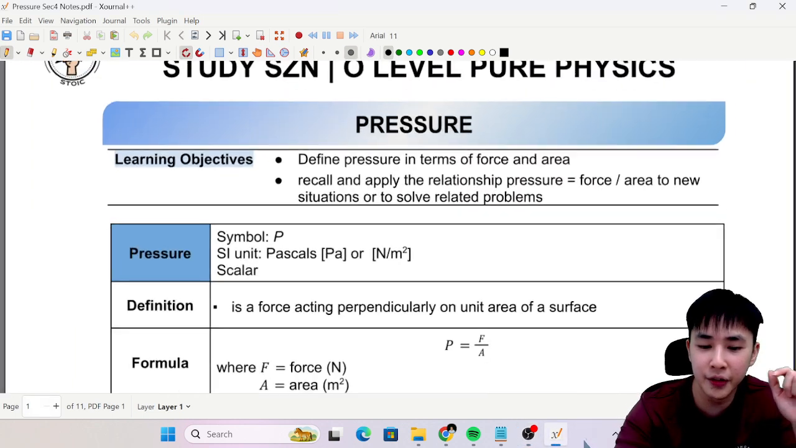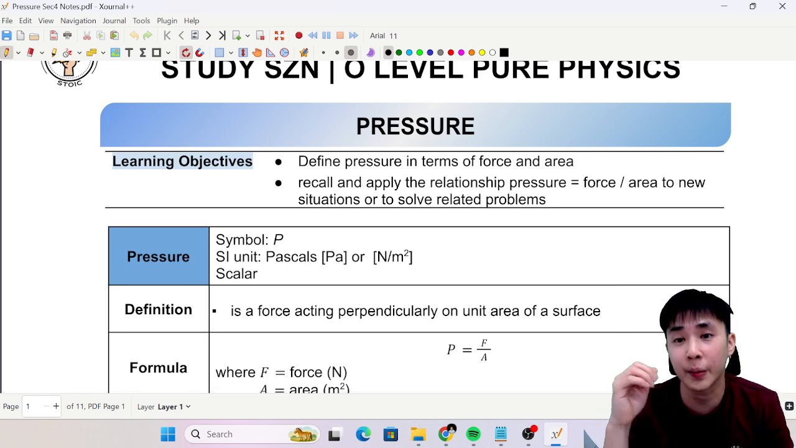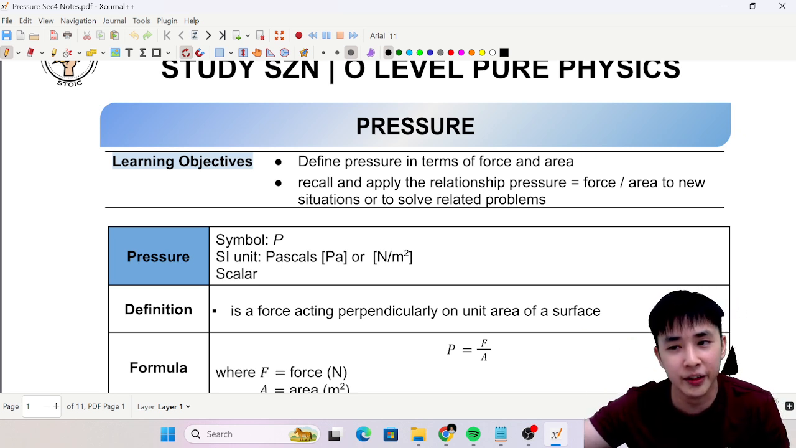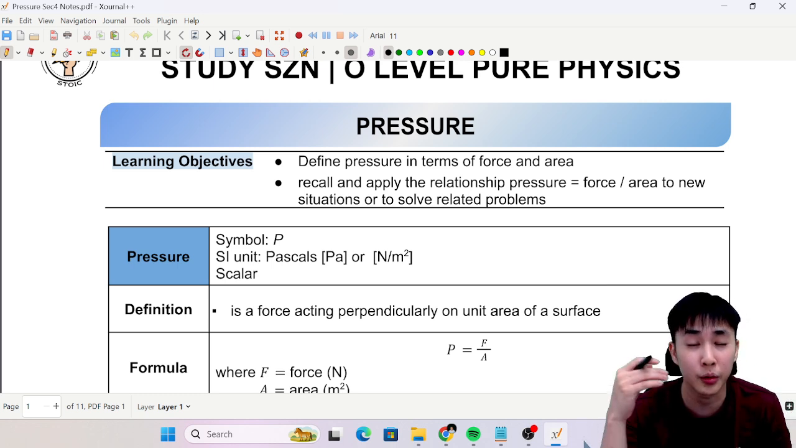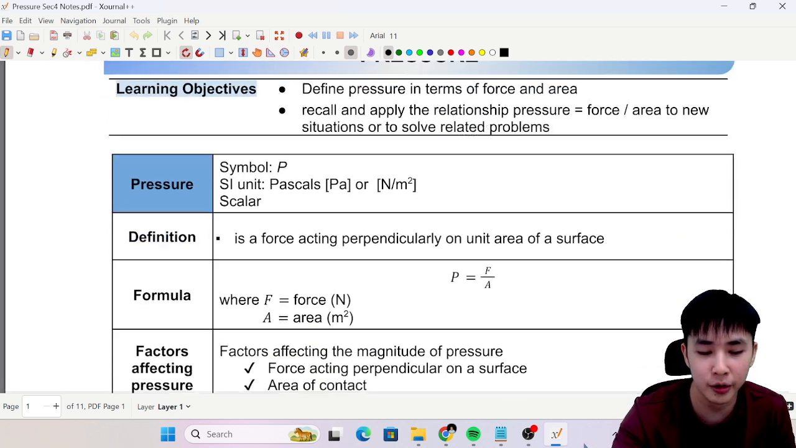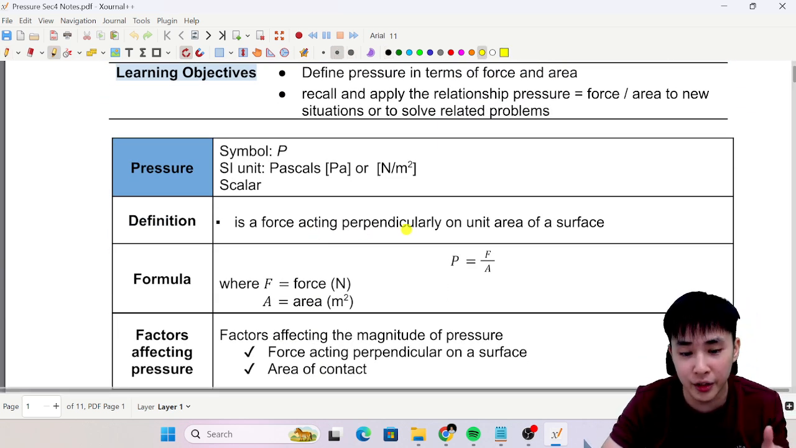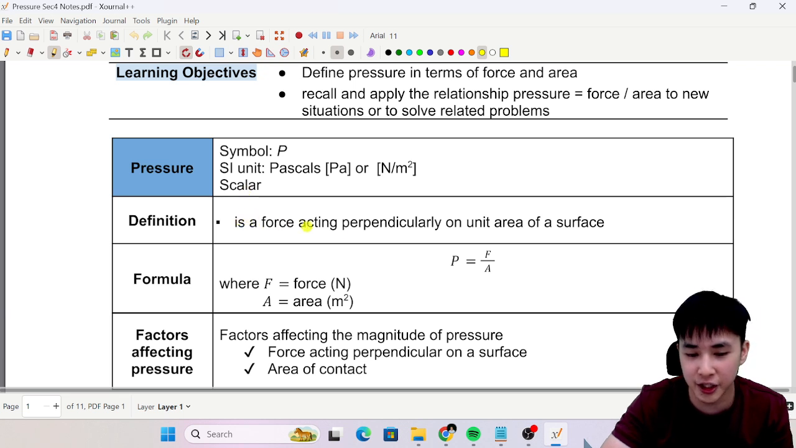So the very first section of this recording, I will just introduce the basic concept of pressure. And then in the next few videos, the lessons will get progressively harder. So first and foremost, the syllabus wants you to be able to define pressure. Pressure is actually just defined as the force acting perpendicular per unit of area. So the definition is this way: force acting perpendicular on a unit area of surface.